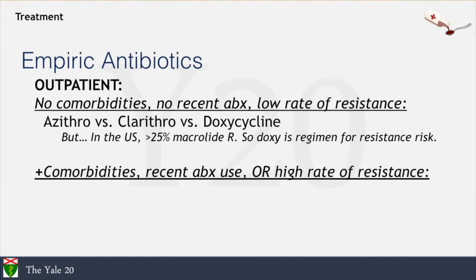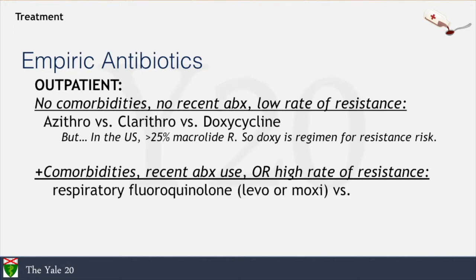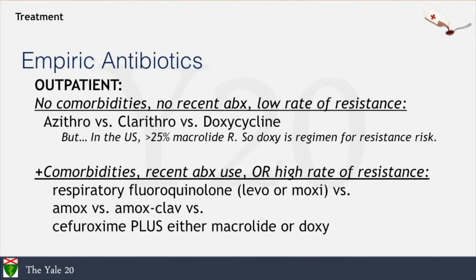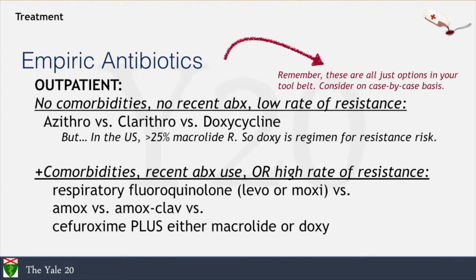Then, if someone based on their disease severity is still an outpatient level pneumonia, but they have comorbidities, recent antibiotic use, or a high rate of resistance in the area, you might actually go right to a respiratory fluoroquinolone. So we're talking about levofloxacin or moxifloxacin. Or you could go right to amoxicillin or amoxiclav, brand name Augmentin, or cefuroxime plus either a macrolide or a doxy. Okay, so that was outpatient.